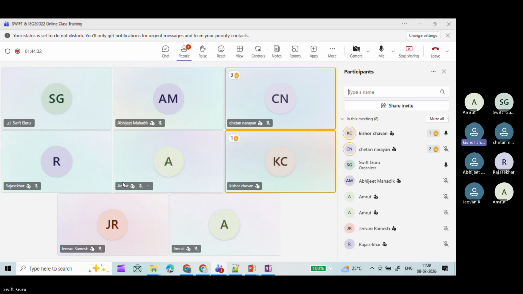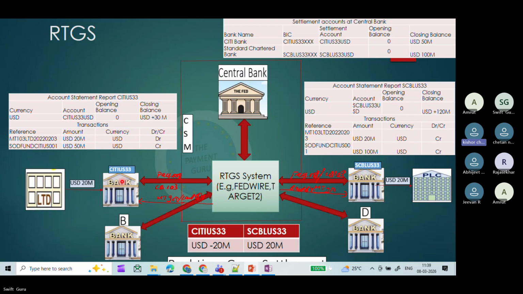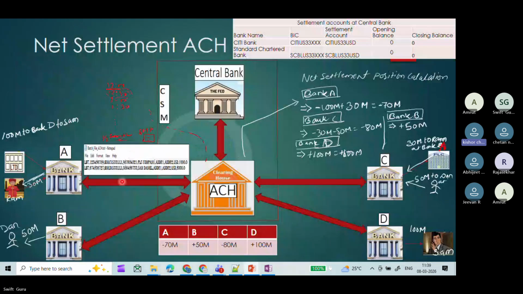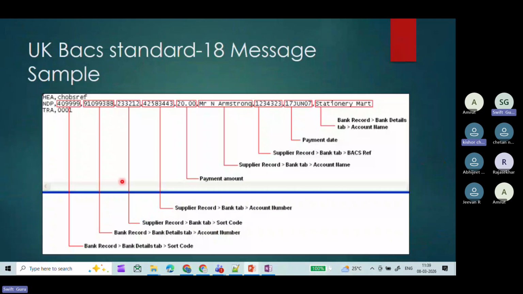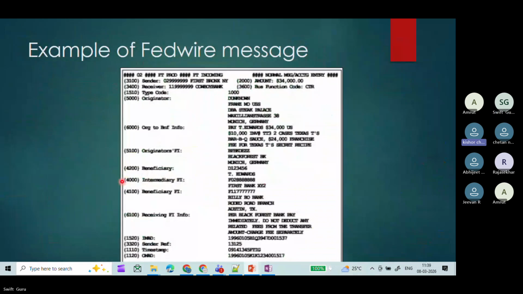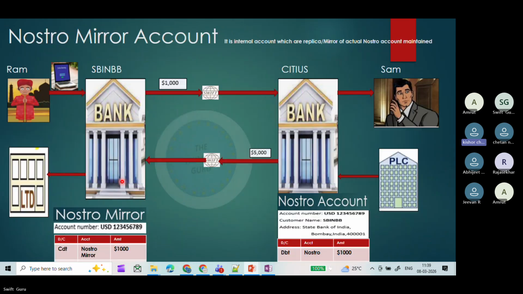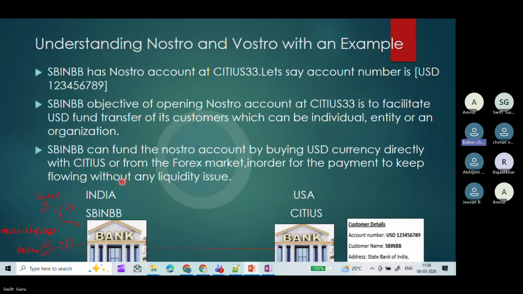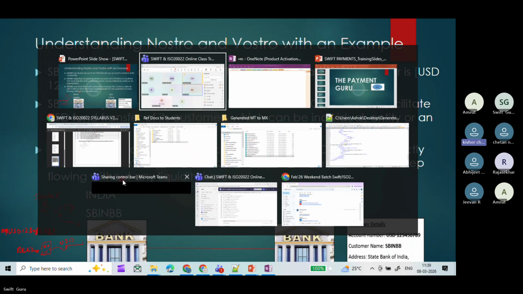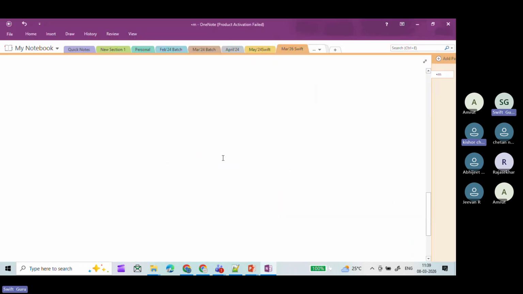Just to confirm, SBI is maintaining an account with Citibank. We call it a Nostro account, right? And for Citibank, as SBI is a foreign bank, they call it a Vostro account. But what if they are maintaining the account with SBI or some other bank or with the central bank for their transactions? Because we are not the only player doing transactions with other countries. They are also supposed to do transactions.